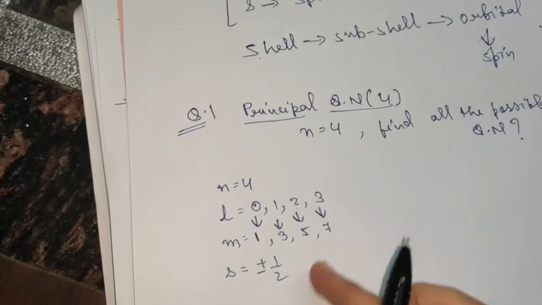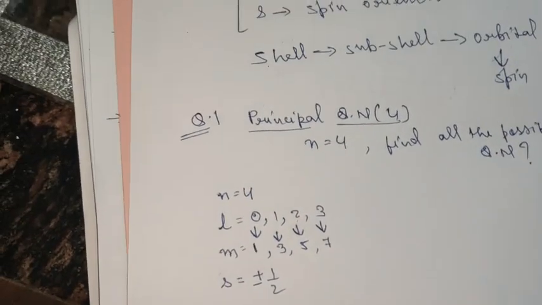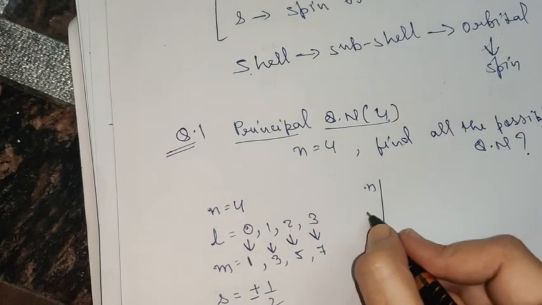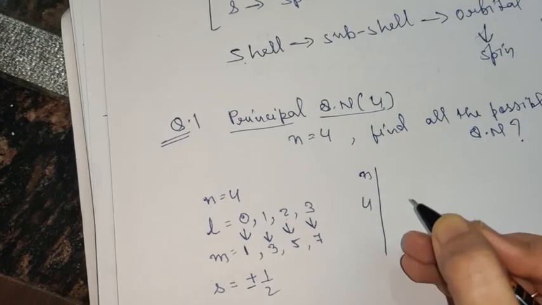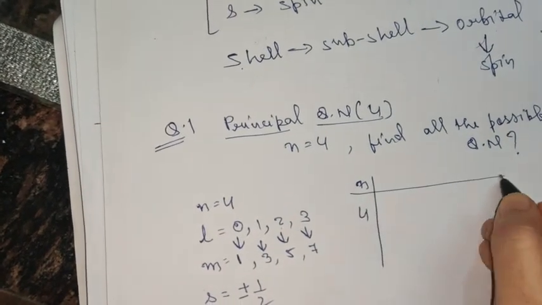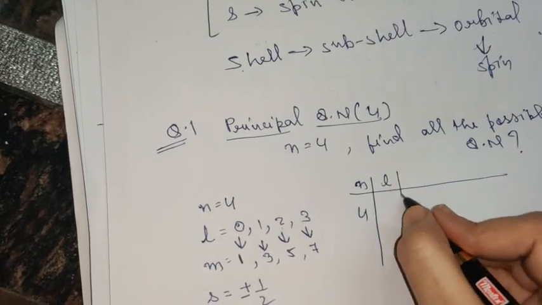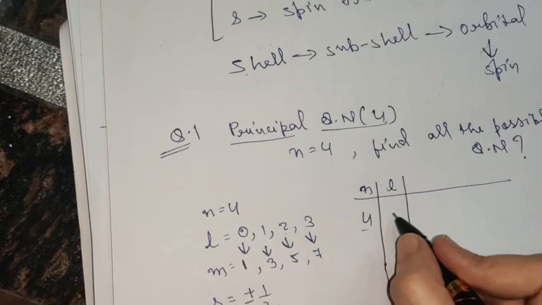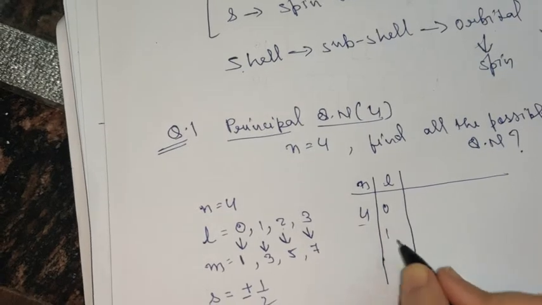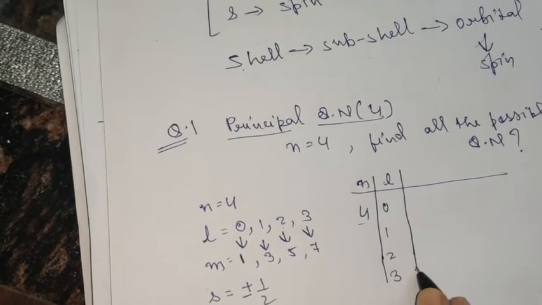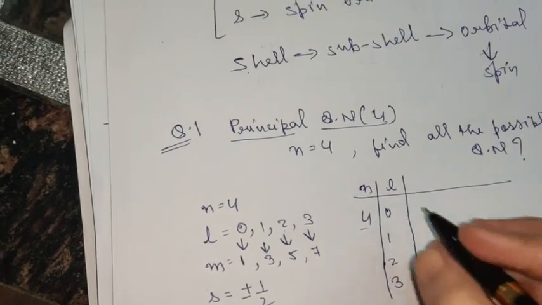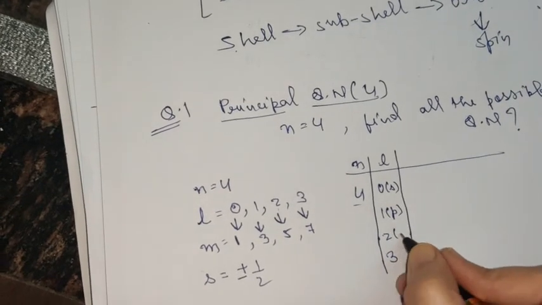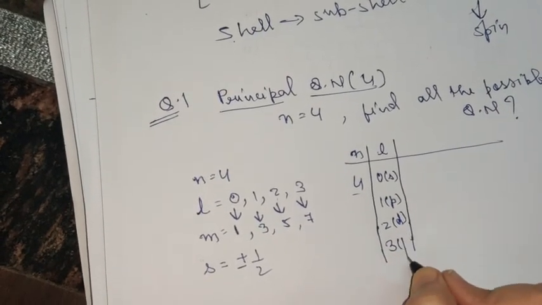Now if you want to represent it in the form of a table, you will write here the values of n. Only one value is given, the value of n is 4. Then moving on to the possible values of l, that means the fourth shell. This fourth shell can have l values 0, 1, 2 and 3. 0 means we are talking about the s subshell, 1 means the p subshell, 2 means the d subshell, and 3 means the f subshell.